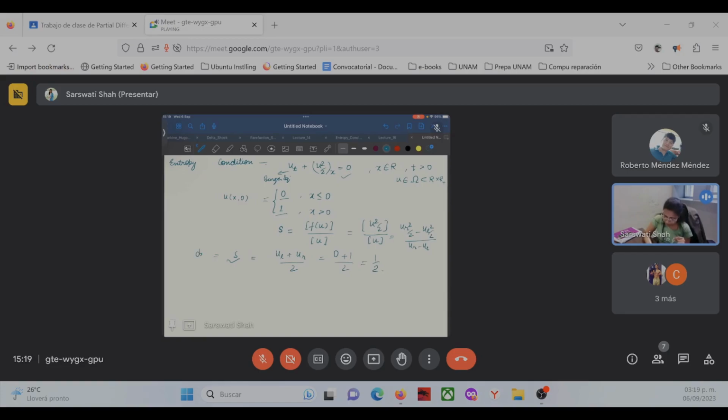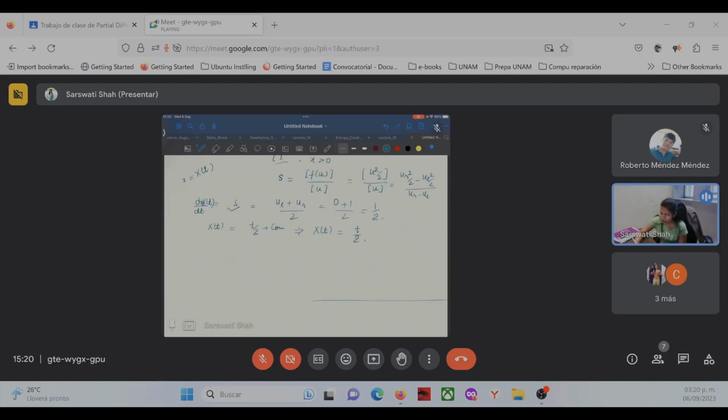That is dx over dt, where this is the curve x equals X(t). That is the curve of a discontinuity, and this curve is propagating with the velocity 1 over 2. So when you take the integration, the curve will be t over 2 plus a constant. This constant is 0, so the curve will be x equals t over 2. So this is the curve of discontinuity, X(t).